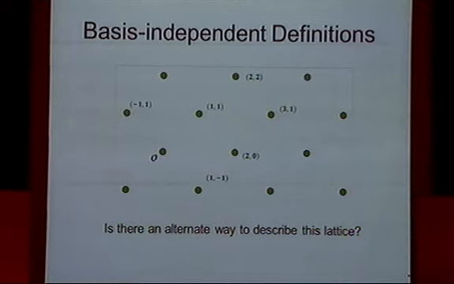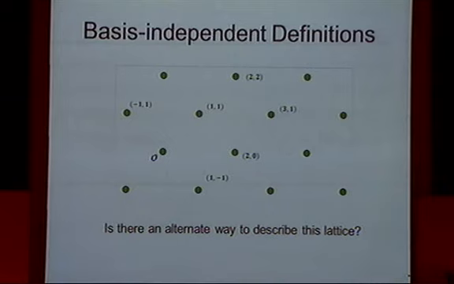Is that the only way to describe this lattice? Okay, so this is the same lattice as before, except that I removed the basis vectors and I marked up a bunch more points. Can you think of another way to describe this lattice? Another basis-independent way to describe this lattice? Guess? This is a little bit of a harder question.